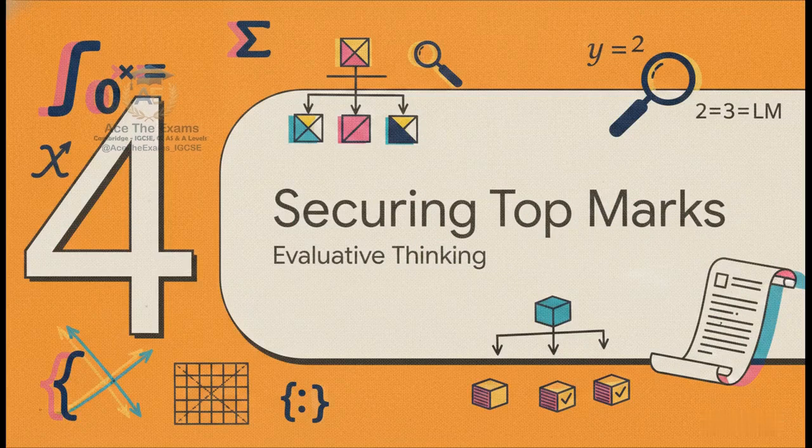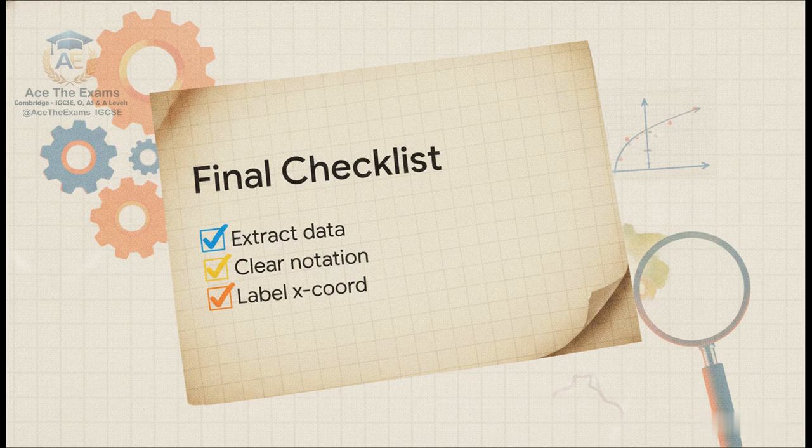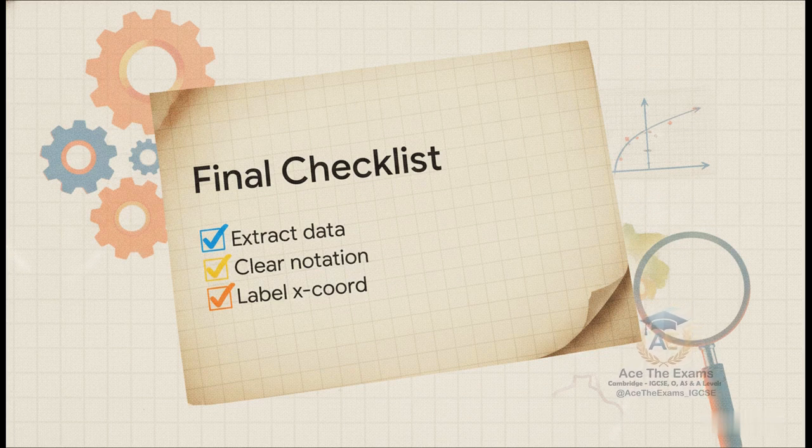Section 4, Securing Top Band Marks. Ultimately, you secure marks across all levels, not just by doing the math, but by communicating undeniable mathematical proof directly to the examiner. So the crucial point is this: success in 0606 really requires a marriage of high-level strategy and microscopic attention to detail. Whenever you sit down to practice, use this final checklist. Deconstruct the question, extract the data, apply the relevant principles, execute with crystal clear notation. And seriously, if you see a tangent graph, always label that x-coordinate.